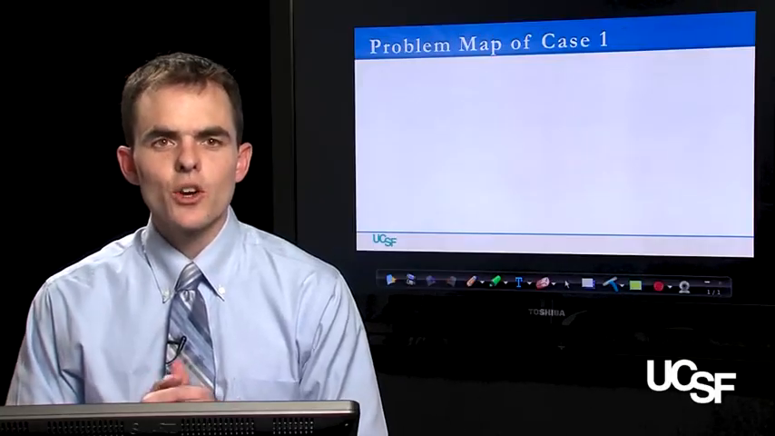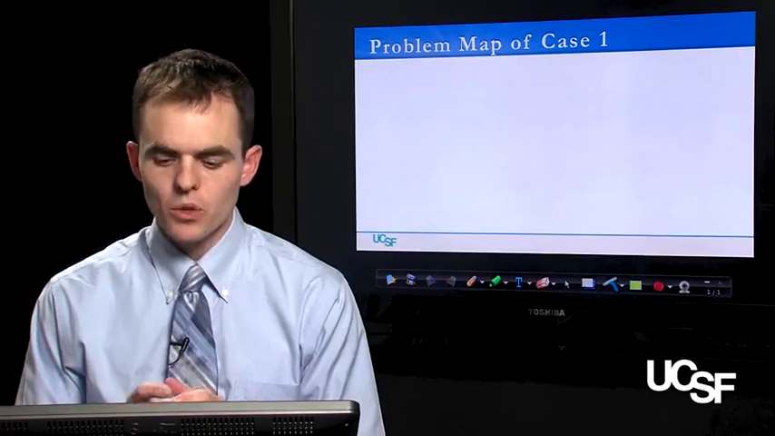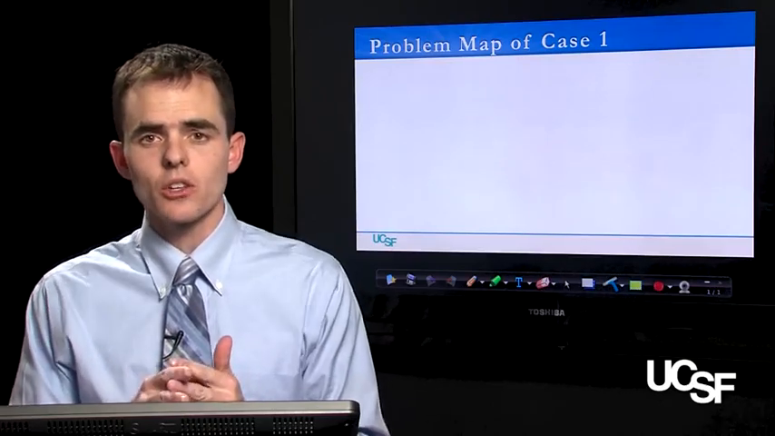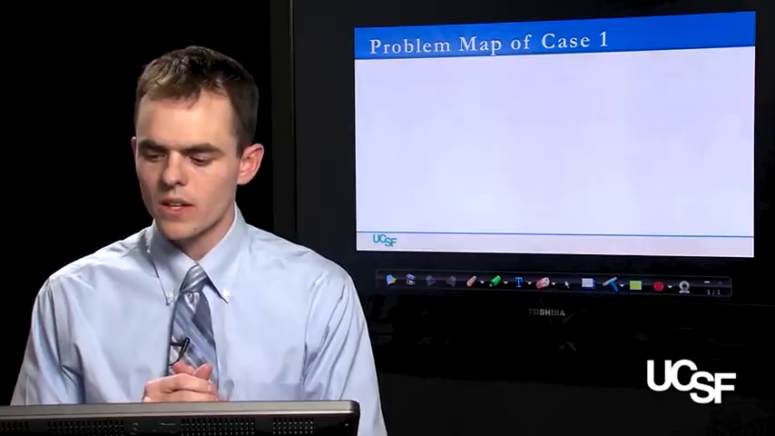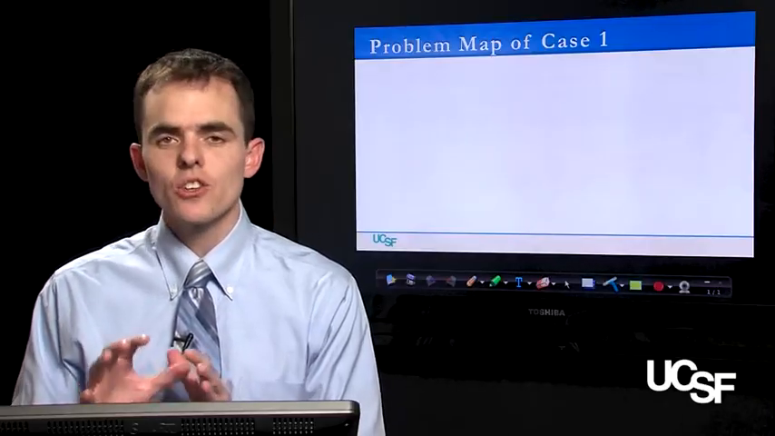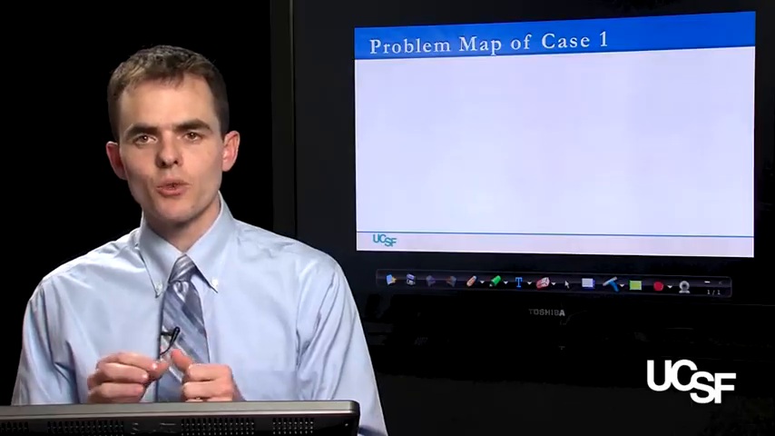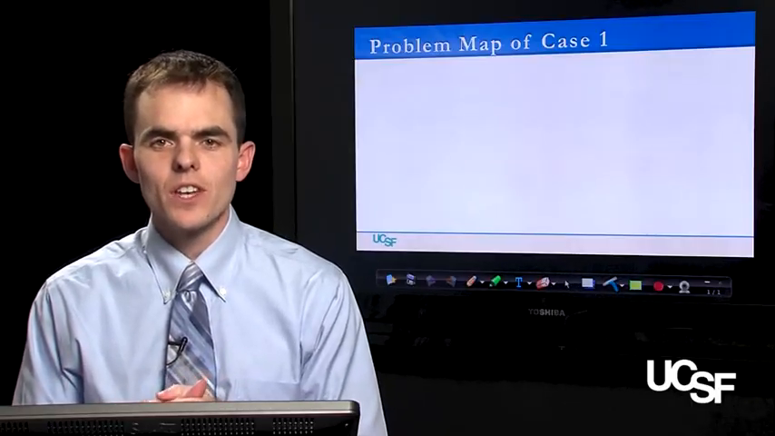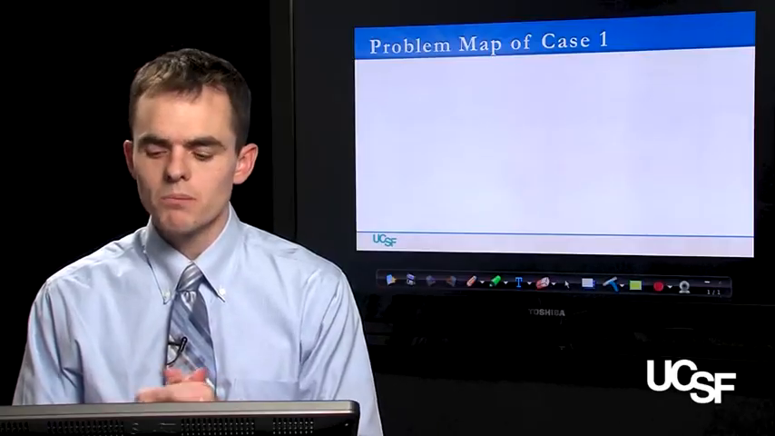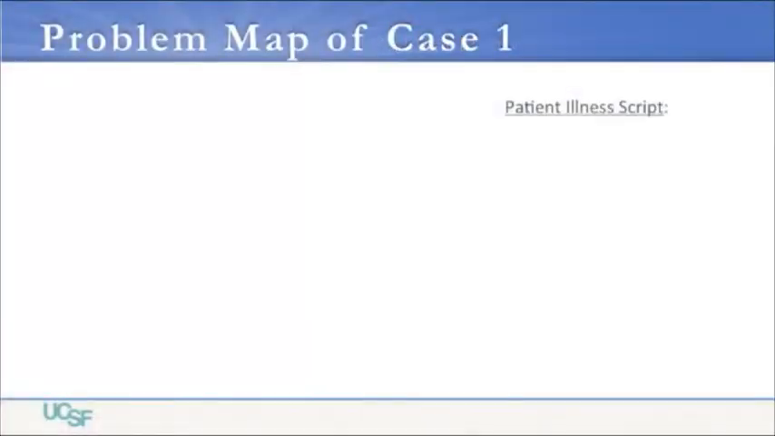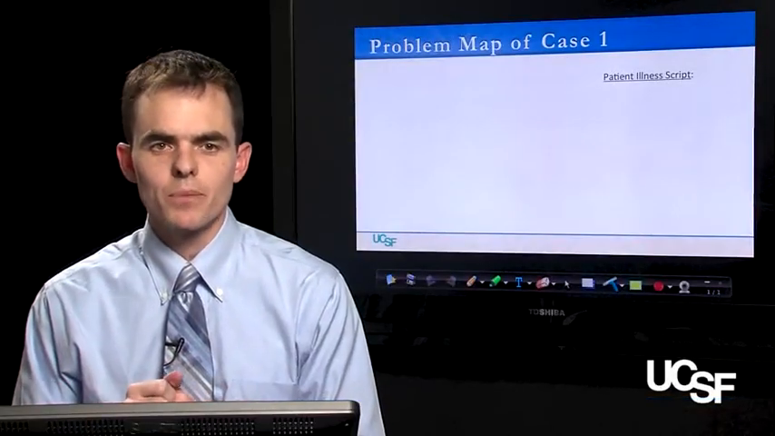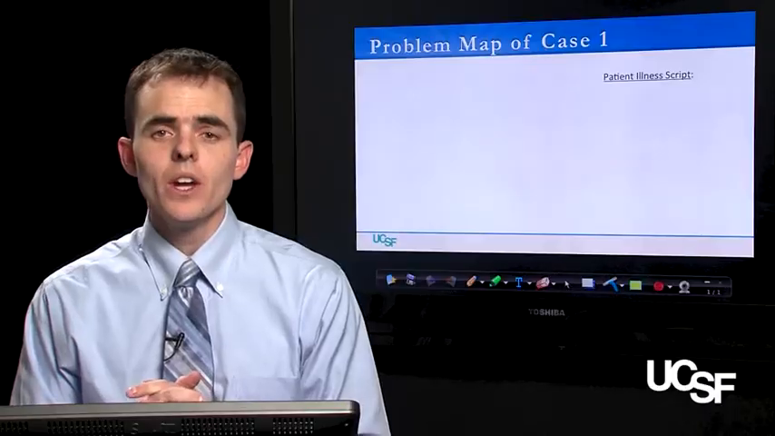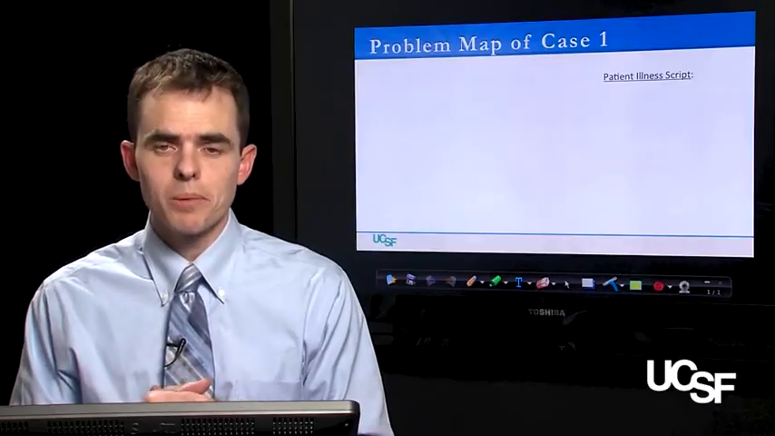Okay, so let's show you what a problem map could look like. We'll start with case 1 because I think it's a little more straightforward, and then we'll show you case 2. So imagine you're at a whiteboard in front of a group. That's how we do a lot of our case conferences here at UCSF. It may be different at your institution, but let's imagine we're at a whiteboard. Over on the right side, we're going to keep track of our patient illness script and how it's updated over time, and we'll use the left side of the board to draw our problem map.